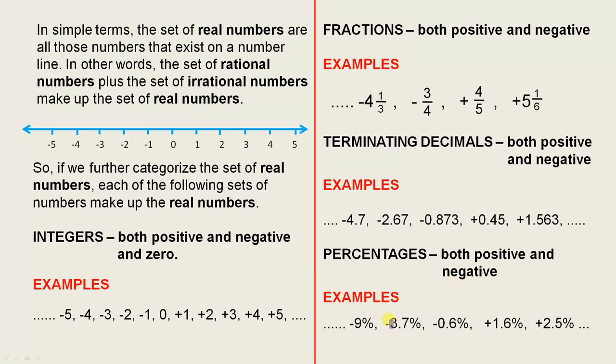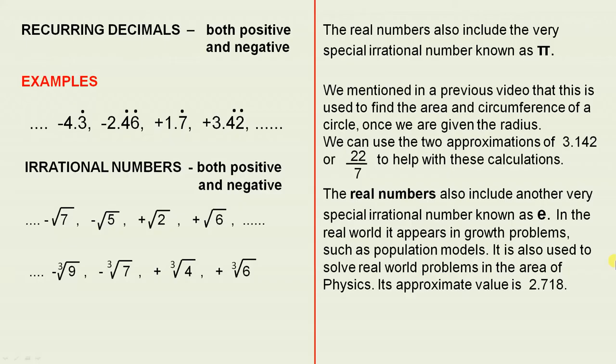Percentages that are both positive and negative also constitute or are part of the set of real numbers. Recurring decimals. This is a very interesting topic, and we went through that in a little bit of detail in a previous lesson. So whether they're negative recurring decimals or positive recurring decimals, they also make up part of the real numbers.